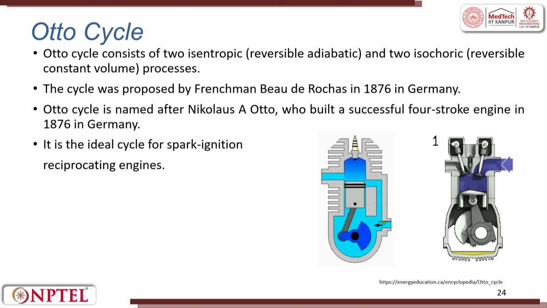So, this is the Otto cycle. Otto cycle consists of 2 isentropic and 2 isochoric processes.